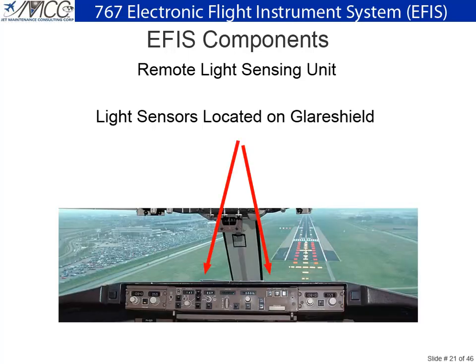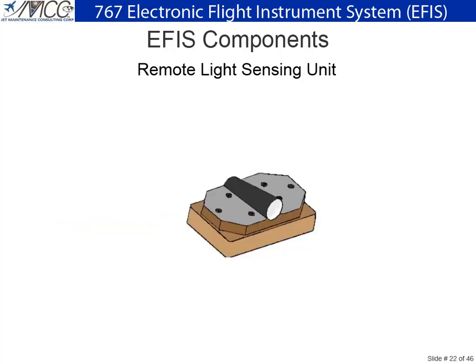The left and right remote light sensors are located on the glare shield. The remote light sensors detect the amount of ambient light coming through the windshield and are used for automatic intensity control of the display units.